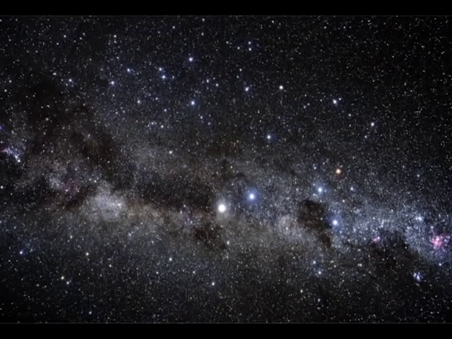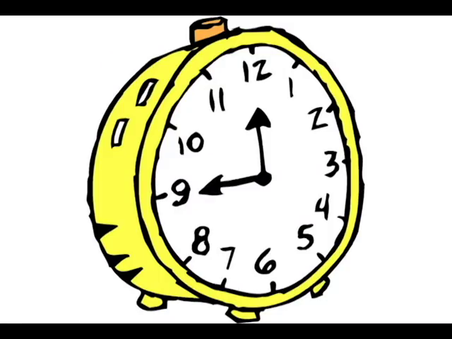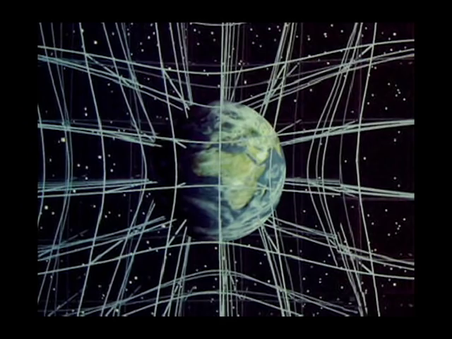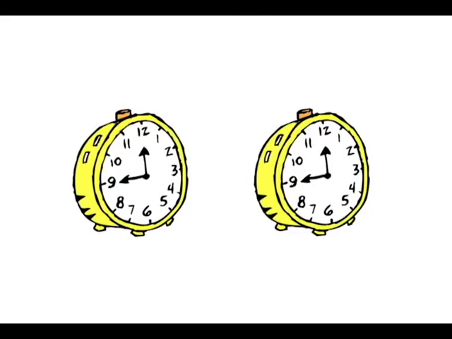Spacetime is a concept that joins space and time into a single idea. In spacetime, an event may happen at one time but occur at different times for different observers. Keep this in mind while I talk.